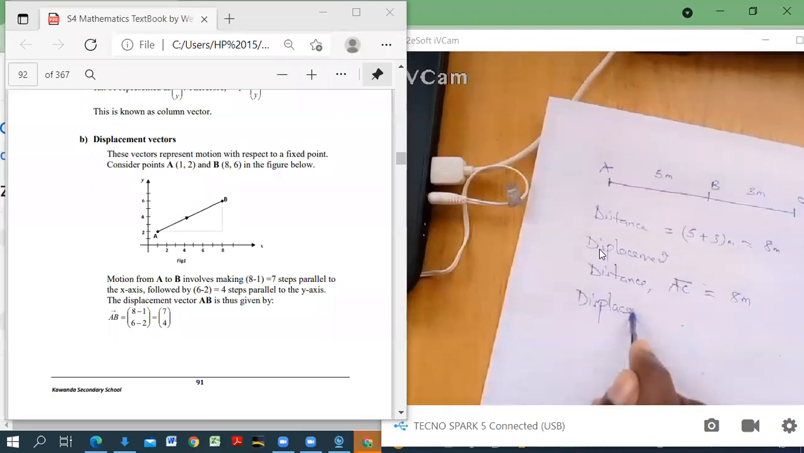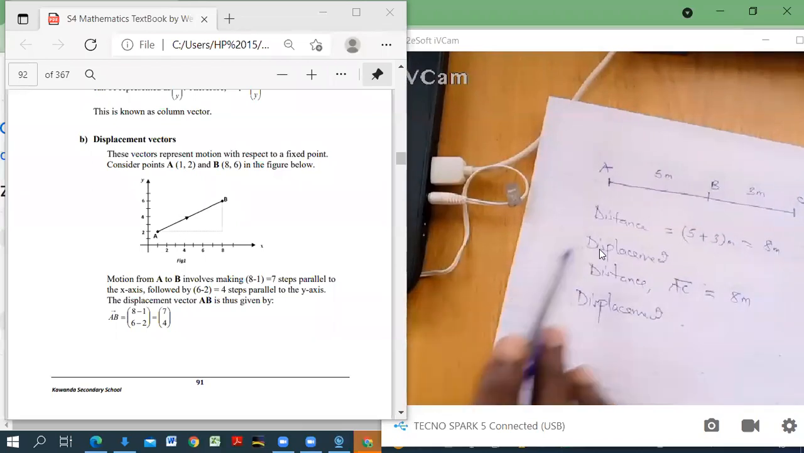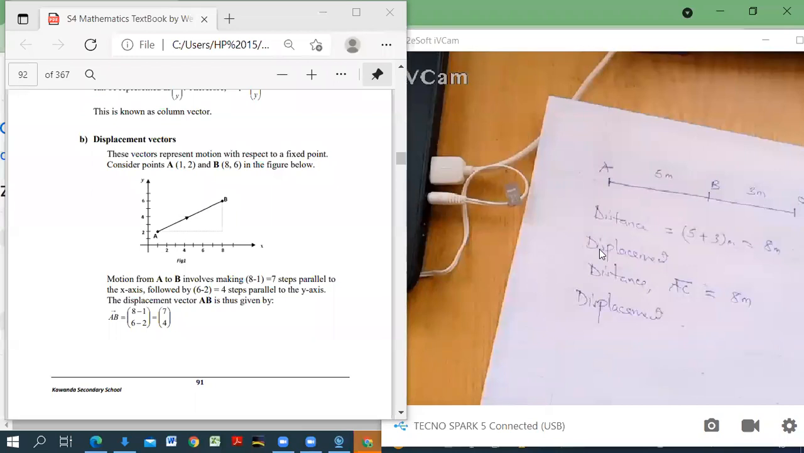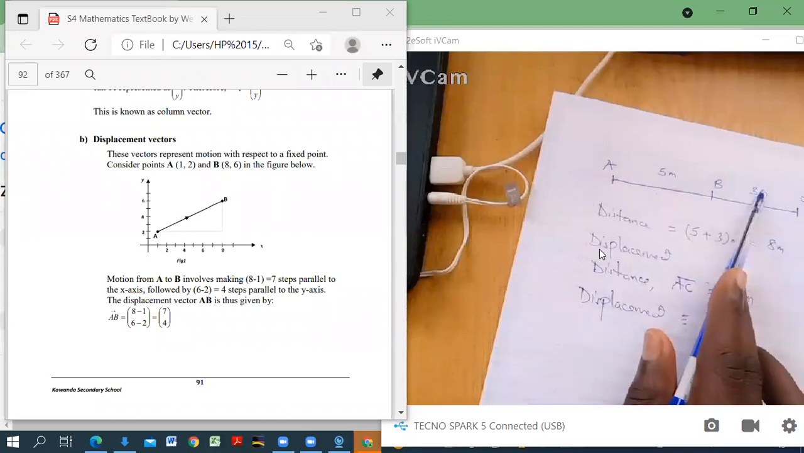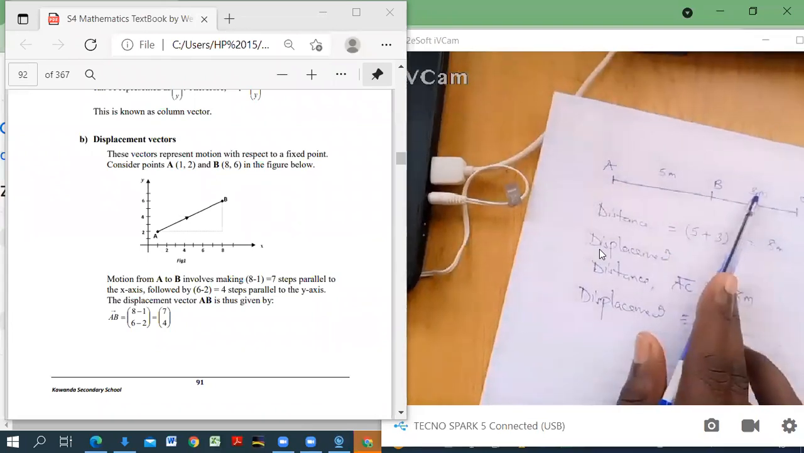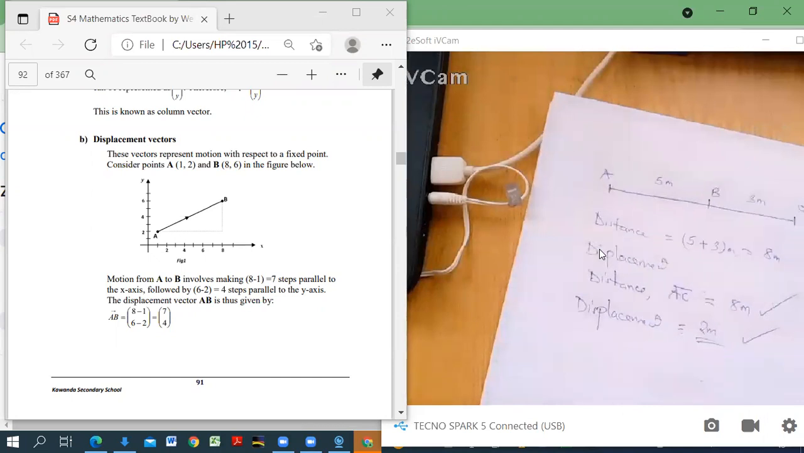What will be the displacement now? It's 2. 2 meters. Displacement will be 2 meters, not so? 5 minus 3 meters, which will give us 2 meters. So the displacement is 2 meters, but the distance is 8 meters. Very good. So you can see the difference now.